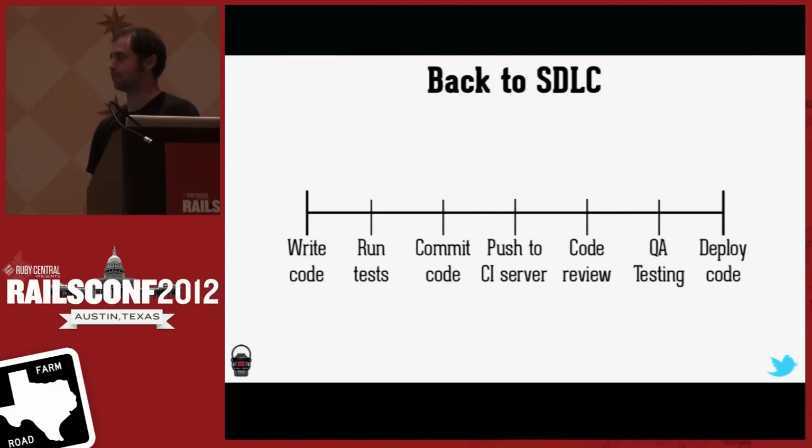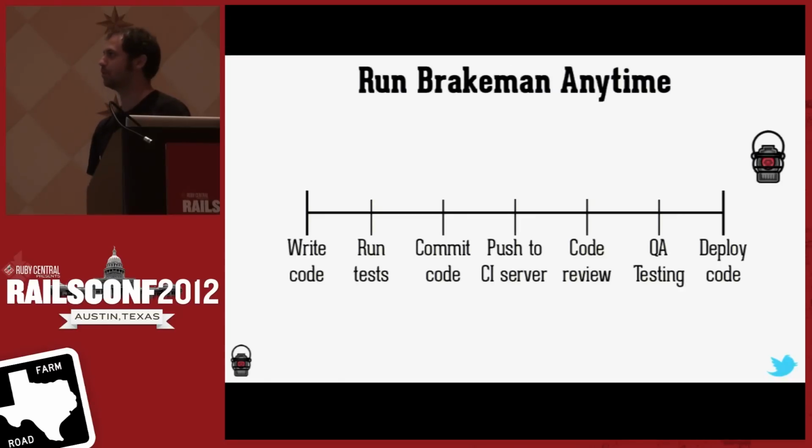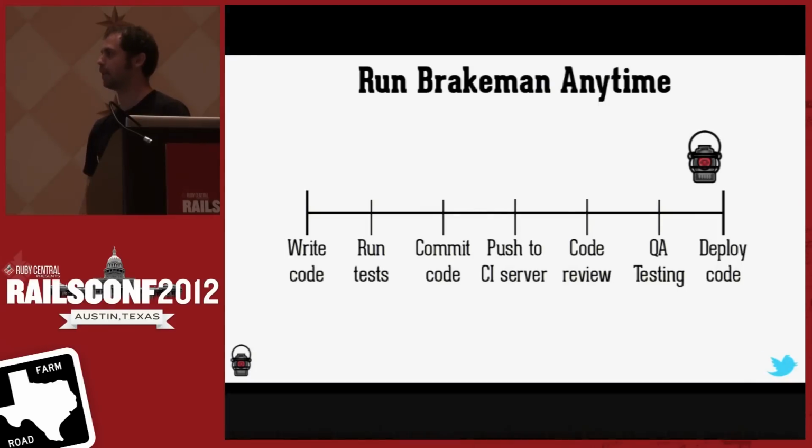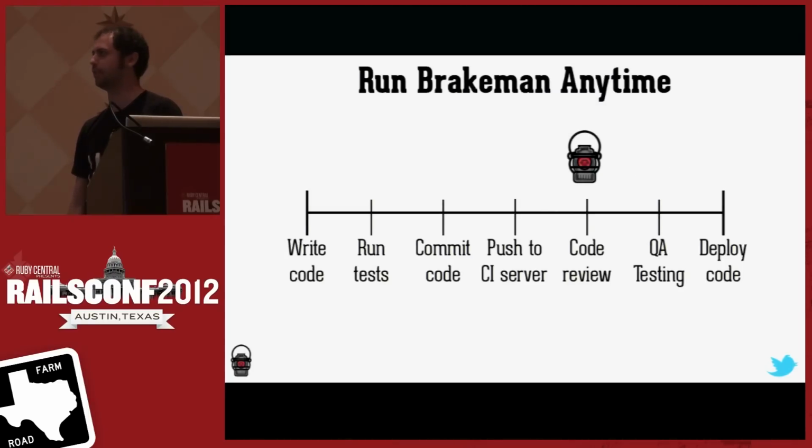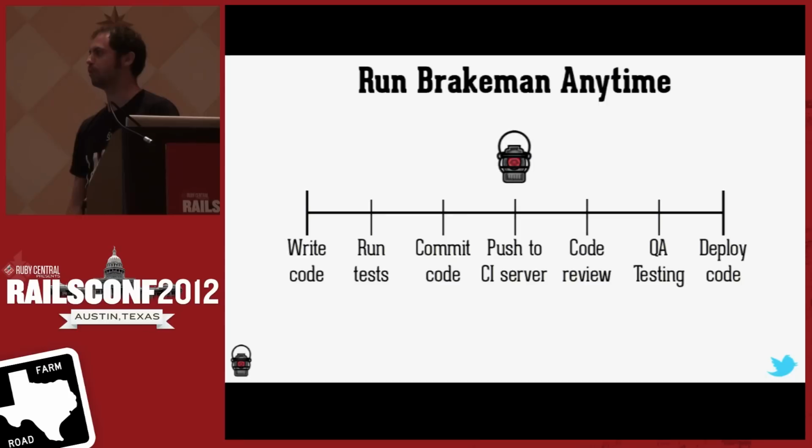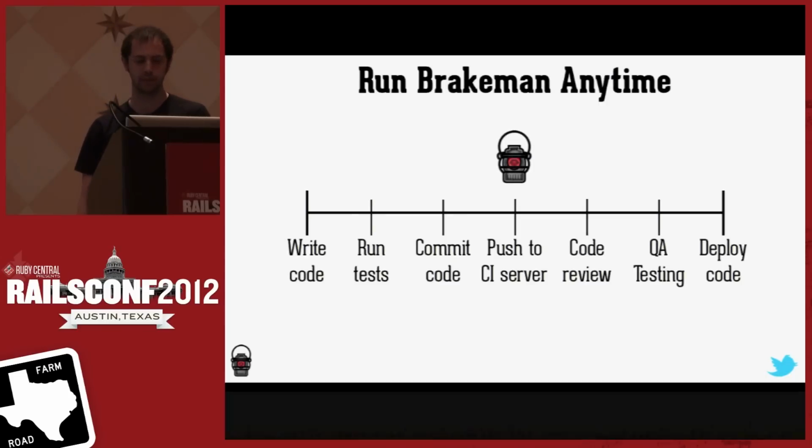All right, so back to this. We can run Brakeman out here, of course. That's pretty obvious. We could add it as a step before we deploy code. That makes sense. QA, you can run it as part of your code review. You could run it on your continuous integration server.